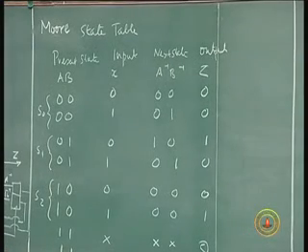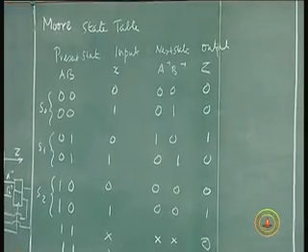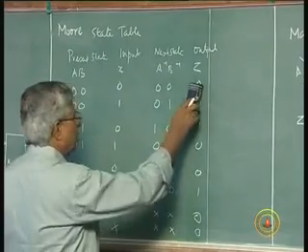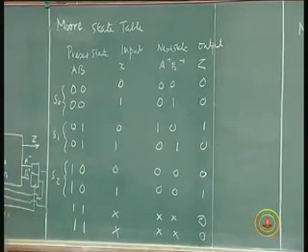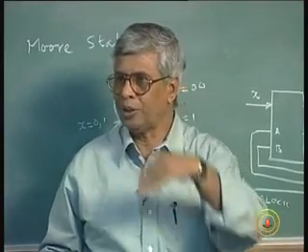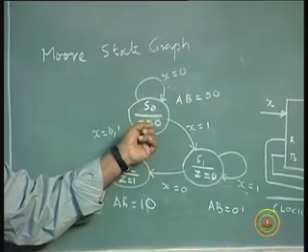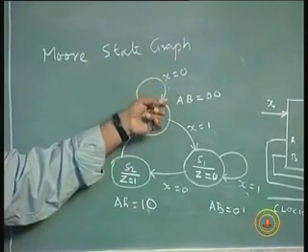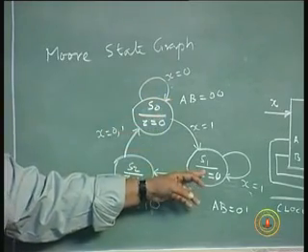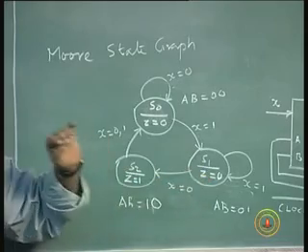The Moore state table corresponds to the Moore state graph. Output is now defined for the state. For the S0 state the output is 0, whether or not the input is present. Whether input is 0 or input is 1, the output is 0. That is what we mean by putting the output within the circle. It is not affected by the arrow. It is not affected by the value of the input x. Similarly, in the S1 state the output is 0 whether x is equal to 0 or x is equal to 1.